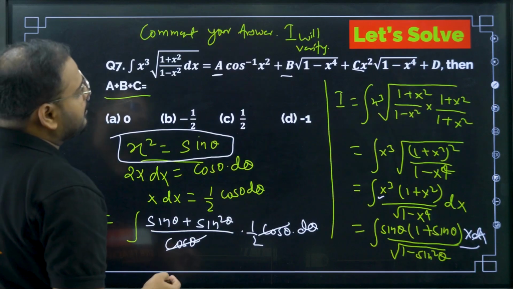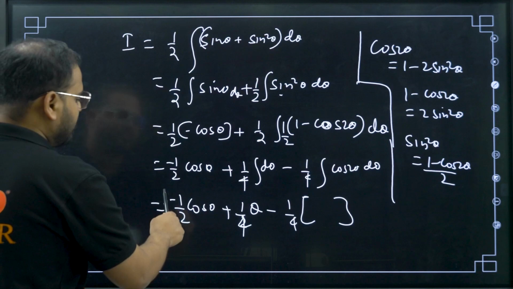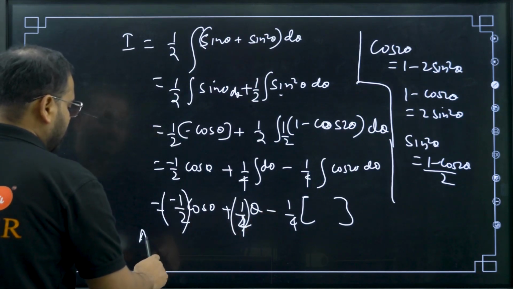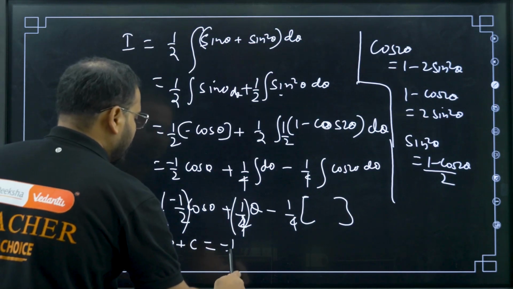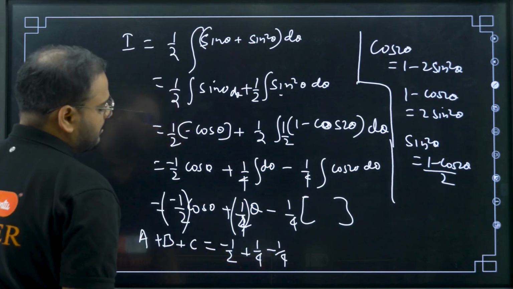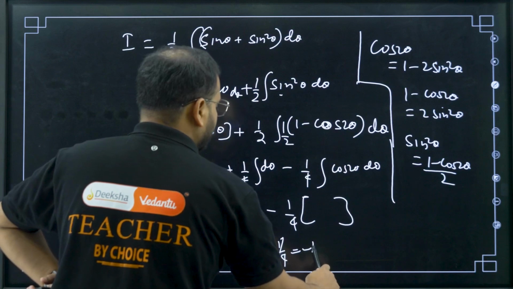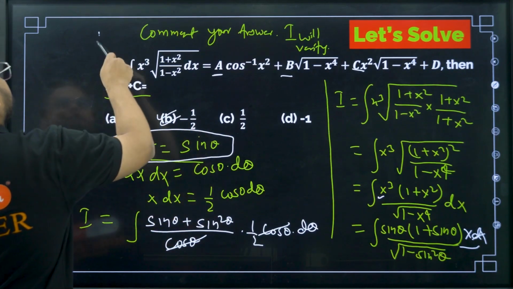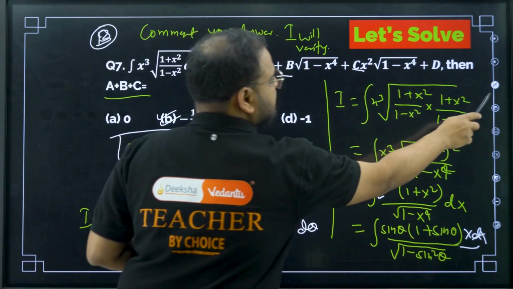If you put it in that term, you'll have the coefficients. How much is my a plus b plus c? The coefficient will be minus 1 by 2 plus 1 by 4 and minus 1 by 4. Please check. Simply, the answer is minus 1 by 2. Please have a look. Answer is B.